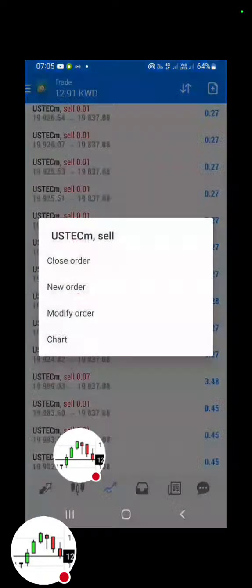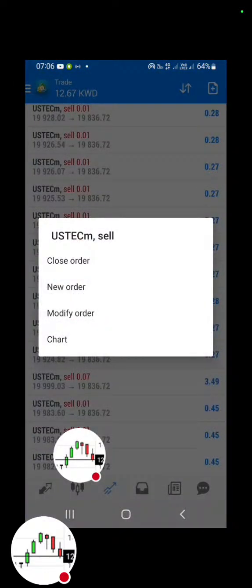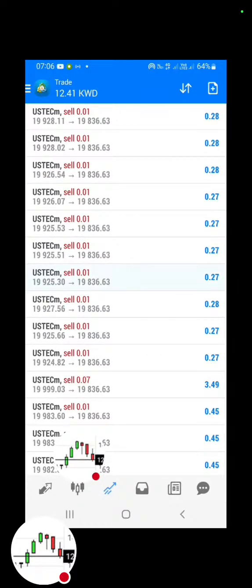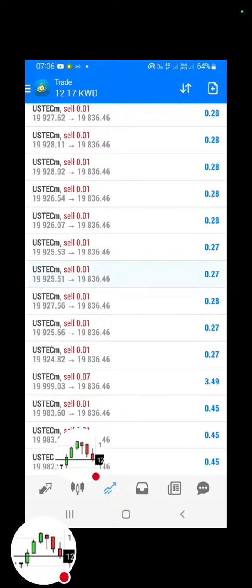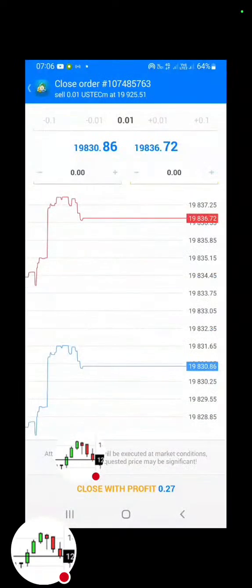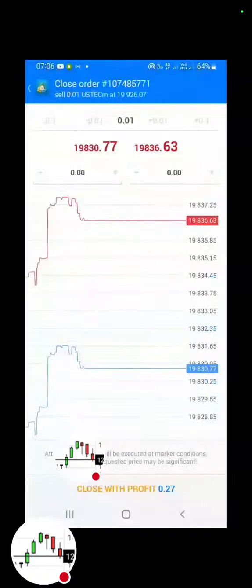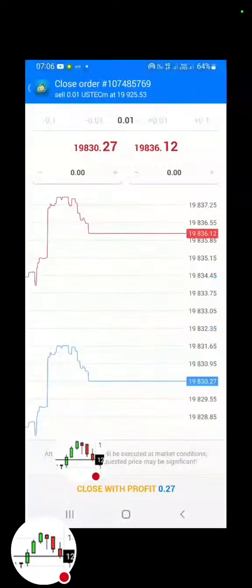I'm closing my trade, guys. Very important, because I want to place a sell there. I want to take another trade for today. That is how we trade. We scalp.